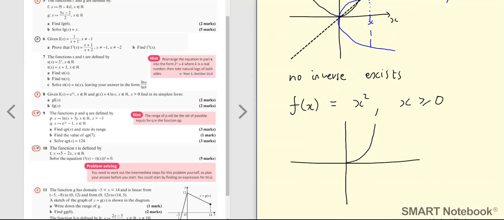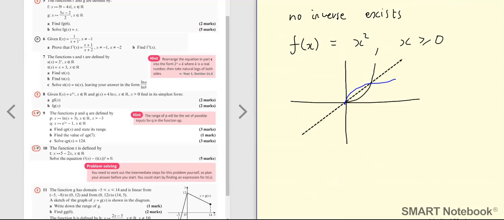And then when we draw a dotted line across it, and then draw our inverse, we get a valid function. Okay, does that make sense?